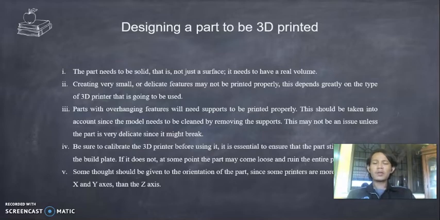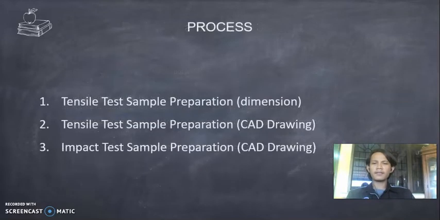Fourth, be sure to calibrate the 3D printer before using it. It is essential to ensure that the part sticks properly to the build plate. If it does not, at some point the part may come loose and ruin the entire print job. Lastly, some thought should be given to the orientation of the part, since some printers are more precise on the X and Y axis than the Z axis.